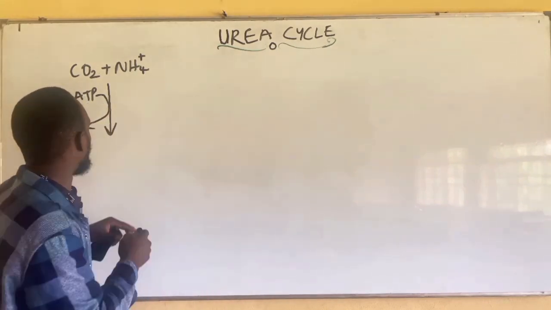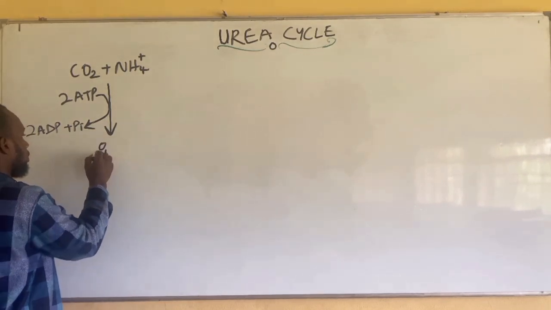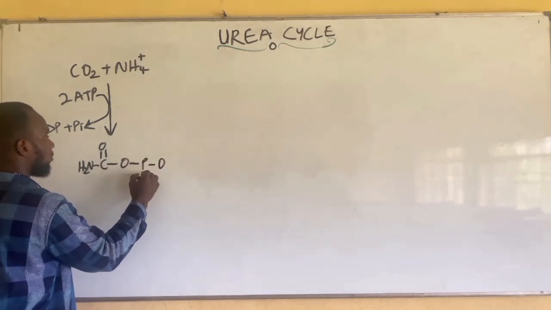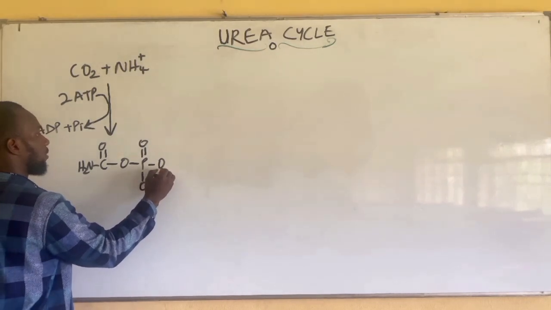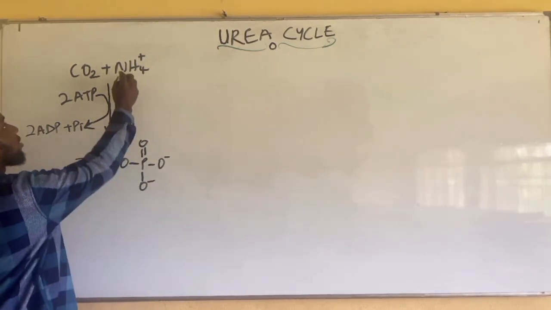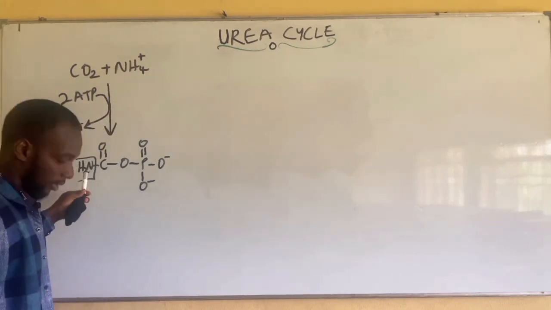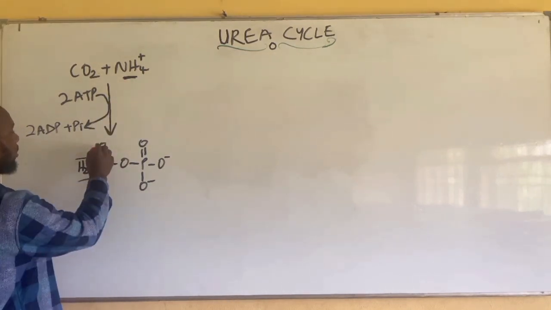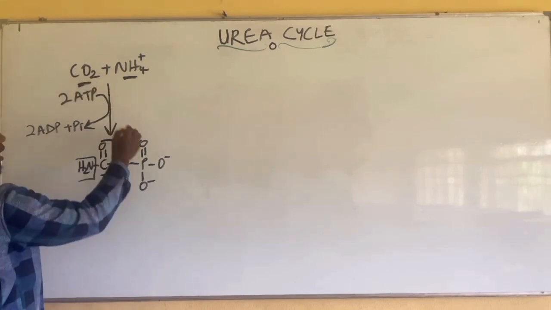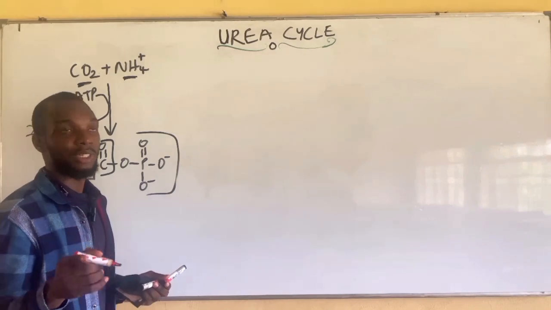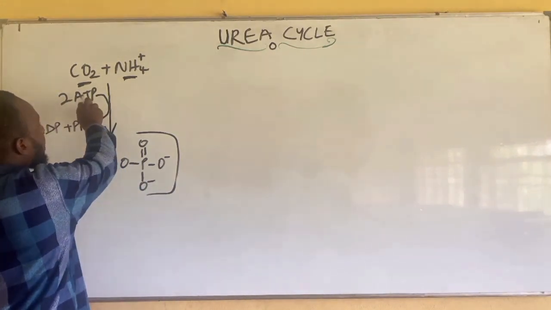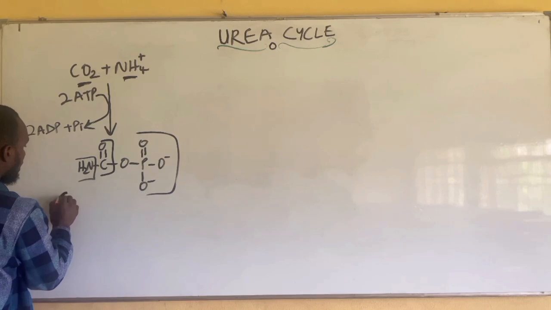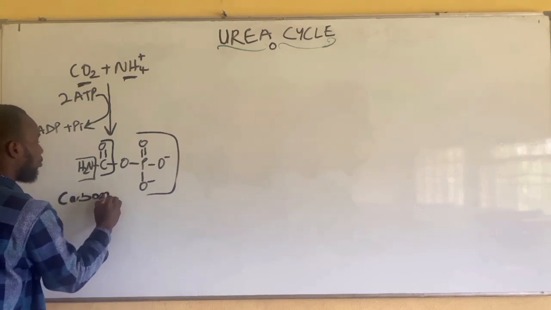So let's look at the structure of carbamoyl phosphate. This is the structure of carbamoyl phosphate. This part is gotten from here. This part here is gotten from this part here, and then this phosphate is the inorganic phosphate I was telling you about, from the cleavage of the two ATP. So the enzyme that synthesizes this is called carbamoyl. Look at the name.